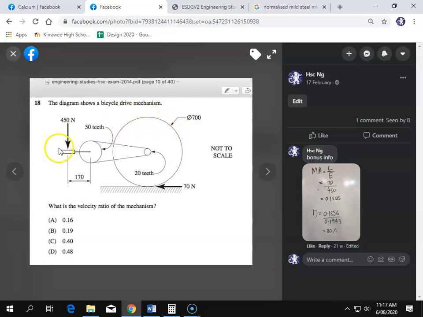But in the time that it takes the pedal to move around once, the big wheel will have turned around how many times? Well, 2.5, exactly right, because there's 50 teeth on the pedal and 20 teeth on the wheel. For every tooth that this one moves, this one's going to move 2.5 times. It takes longer for this one to turn around because it's got more teeth. So we divide 50 by 20, which gives us 2.5. So the big wheel is going to go around 2.5 times.